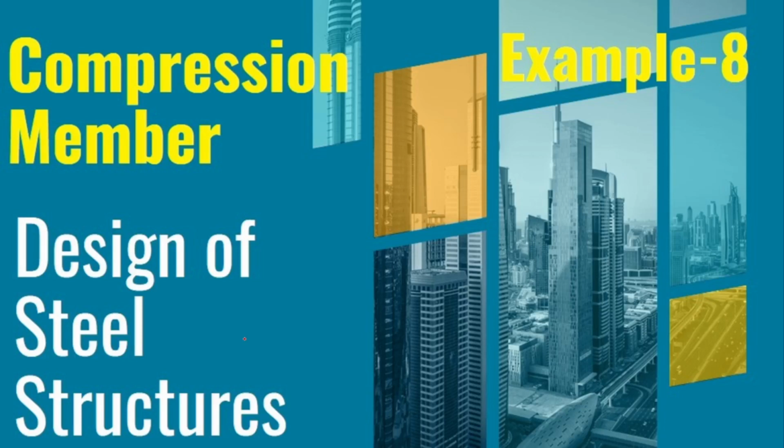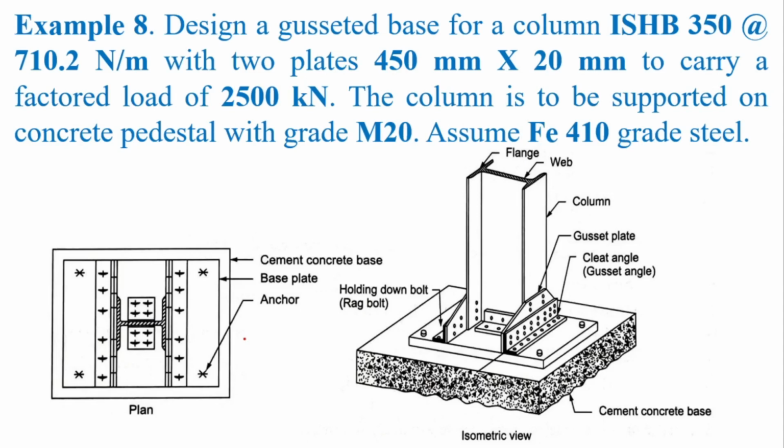In this video lecture, we are going to discuss another example of a compression member. Here we shall discuss the design of a gusseted base for a steel column. Let's see the example.